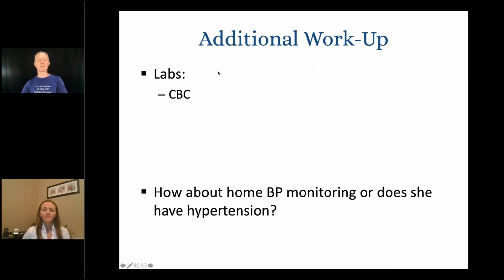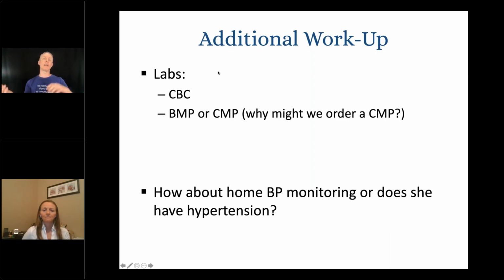Labs. So we would get a typical CBC because that would help us rule out anemia, right? BNP, basic metabolic panel, or comprehensive metabolic panel. And I put a little question here. Why might we want to consider ordering a CMP over a BMP?